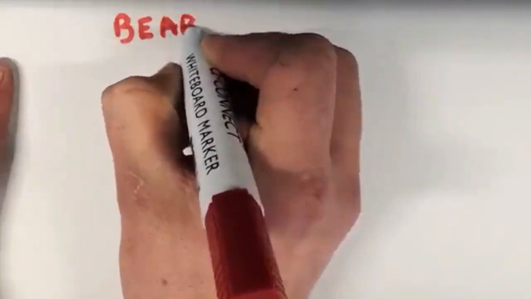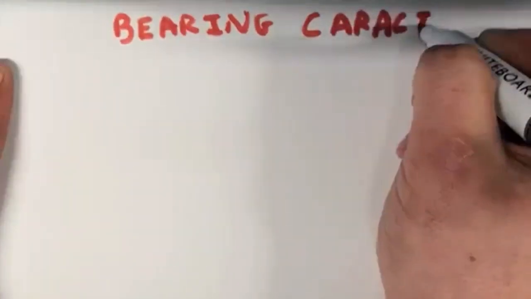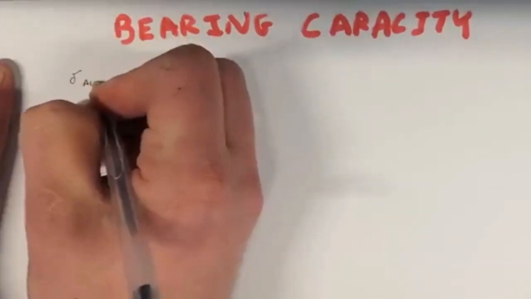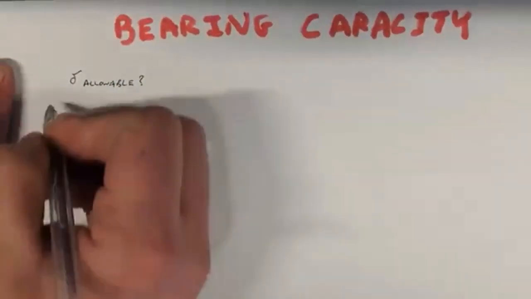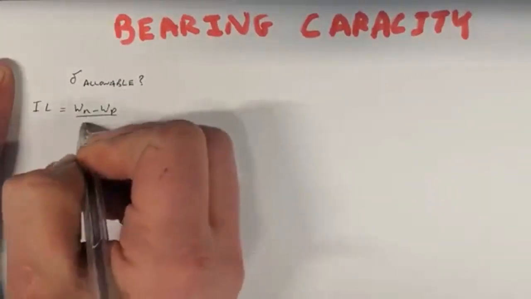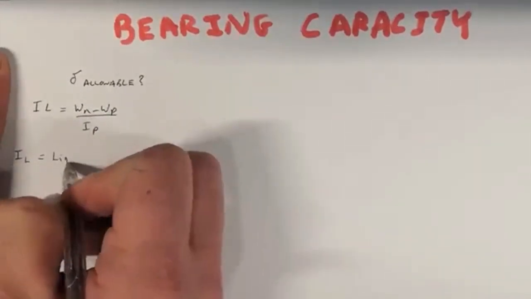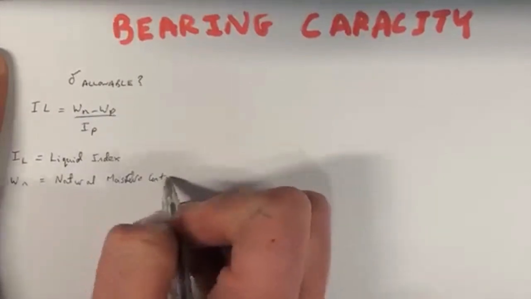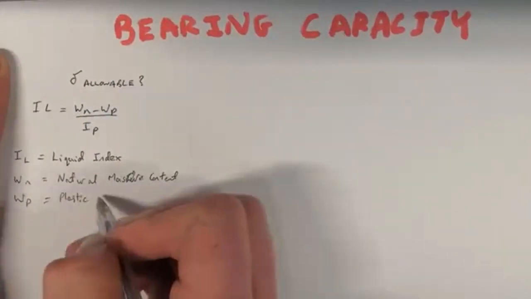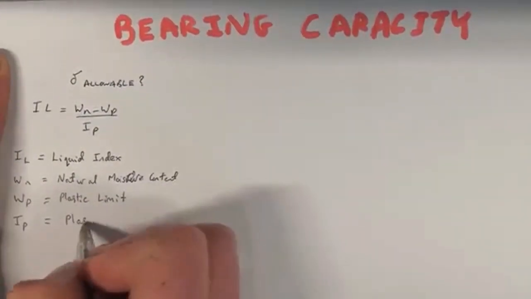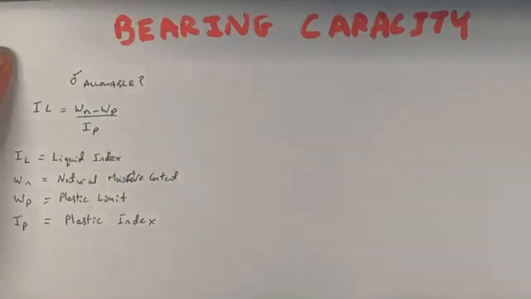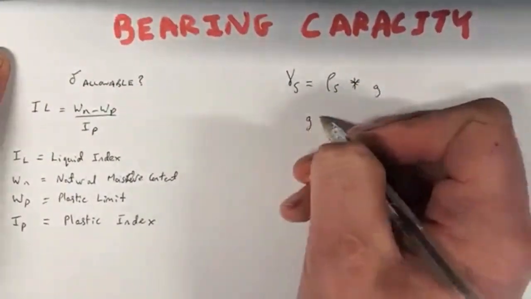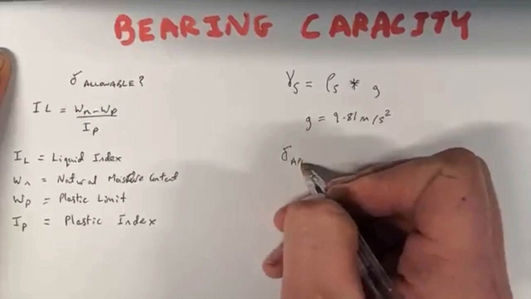A bearing capacity calculation is necessary to determine if the foundation material on site can support the proposed dam. Firstly, we determine the allowable bearing values of the foundation material. IL in this equation is the liquid index, WN is the natural moisture content, WP is the plastic limit, and IP is the plastic index. The liquid index found determines whether a material is a hard, stiff or medium clay, and then max allowable bearing capacity can be found from literature.